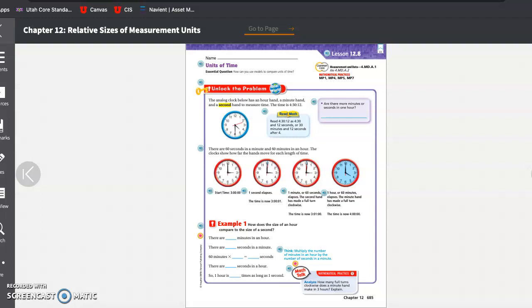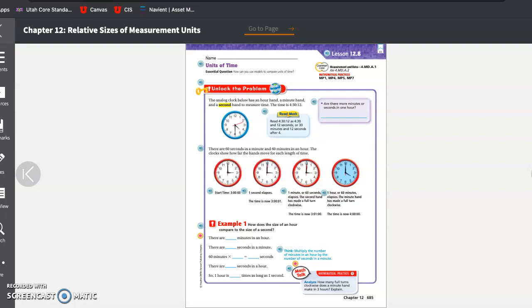The essential question for this lesson is, how can you use models to compare units of time? I know that we know how to tell time and that we can compare time. We can say there are 60 seconds in 1 minute and 60 minutes in 1 hour, and one full turn around a clock is 1 hour of elapsed time, right? We know those things, but it's important to be able to express all of these things using models. That's a little bit what this is going to have us do, okay?